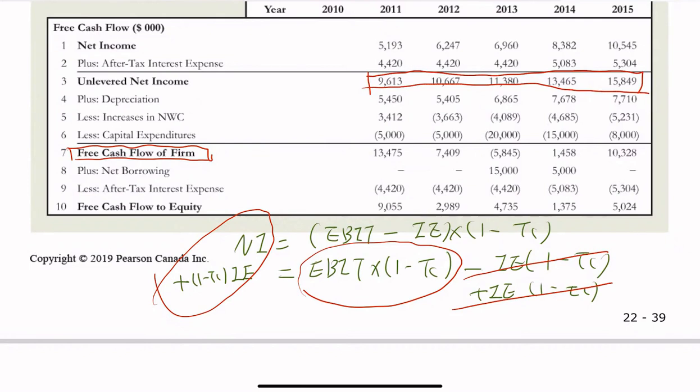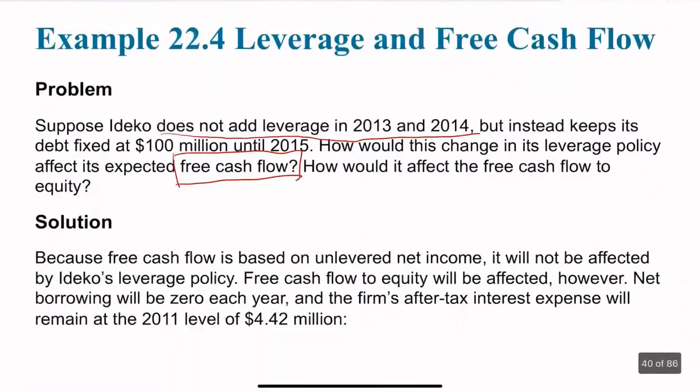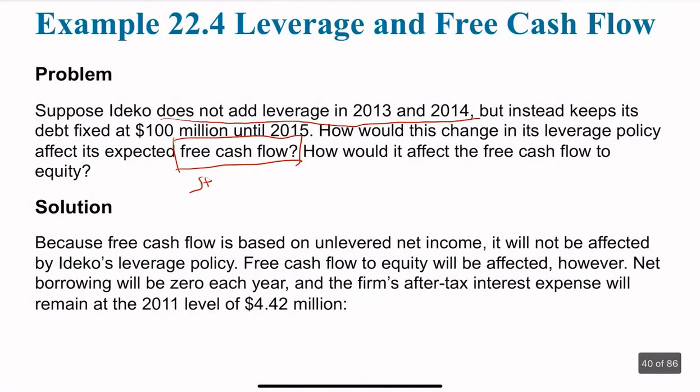And then you can see that depreciation, net working capital, and capex, these numbers will not be affected by your leverage. So here you can see that the free cash flow of the firm should stay the same. Right? So the answer to the first question is the firm's expected free cash flow would stay the same.